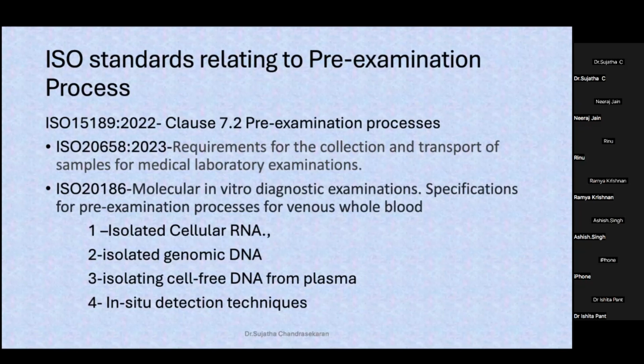The second standard is 20186. If the lab is doing molecular in vitro testing using venous blood as the sample, then this standard has to be utilized, and it has 4 volumes. One is isolated. When the lab performs testing using isolated cellular RNA, then it will follow volume 1 for pre-examination requirements. Volume 2 covers genomic DNA testing. Volume 3, if the sample is cell-free DNA from plasma on which the test is going to be done. And volume 4 is in situ detection techniques.